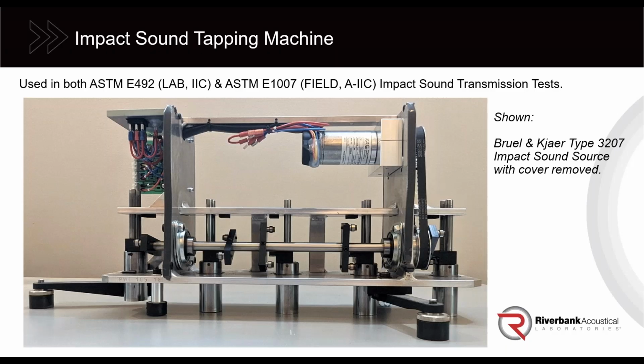So how do we test this? In the very early days, I think like the 1950s, the method was they would have a woman in high heel shoes walk in a figure-8 pattern on the floor and make measurements below that, and try to standardize the gait and the speed and all that stuff. This is problematic for a lot of reasons, right? So they came up with this machine. This is a standard tapping machine, and this is what we use in our IIC and field tests, our AIIC tests in the field, so E492 and E1007.